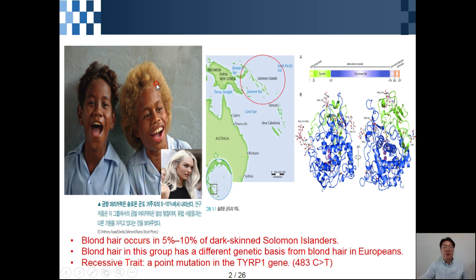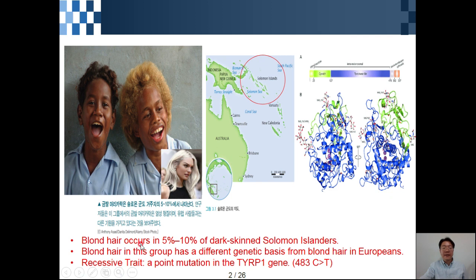So this is the blonde hair which is observed in the Solomon Islands. This is Australia, and this is New Guinea, and we call this the Solomon Islands. In the Solomon Islands, blonde hair occurs in 5 to 10% of dark-skinned Solomon Islanders. So his skin color is dark, but he has blonde hair.